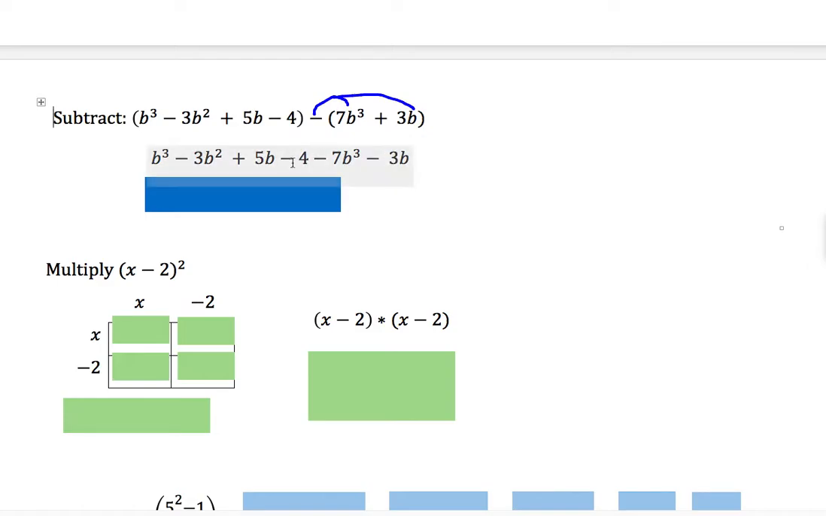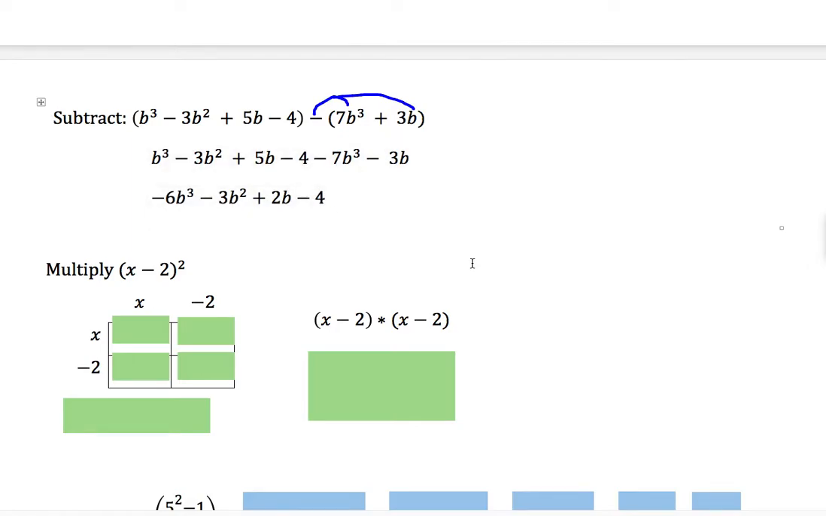And now we want to combine like terms. So positive b to the third power minus 7b to the third power gives us a negative 6b to the third power. Notice, remember, if you don't have a coefficient, the coefficient is 1. And when you're combining like terms, you're just adding or subtracting the coefficients, the numbers in front of your variables. And then we don't have any other b squared terms, so we're just going to write the minus 3b squared. And then the positive 5b minus 3b gives us a positive 2b, and then minus 4, our constant term that was here.